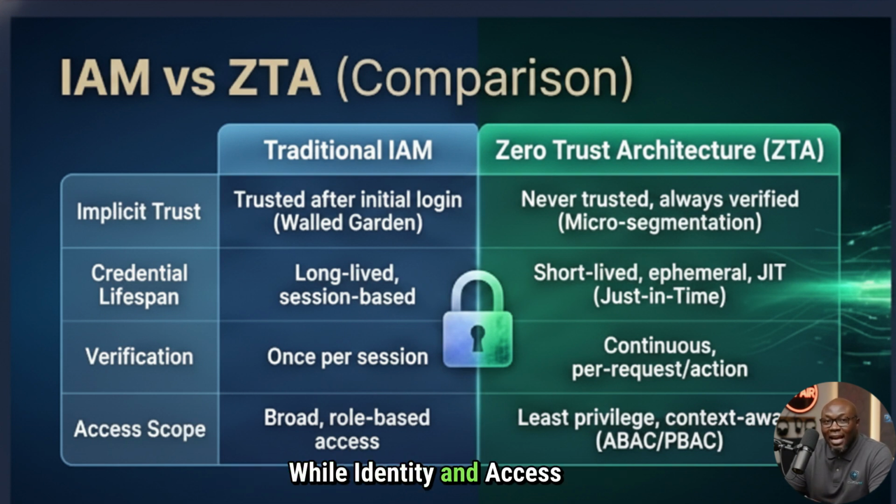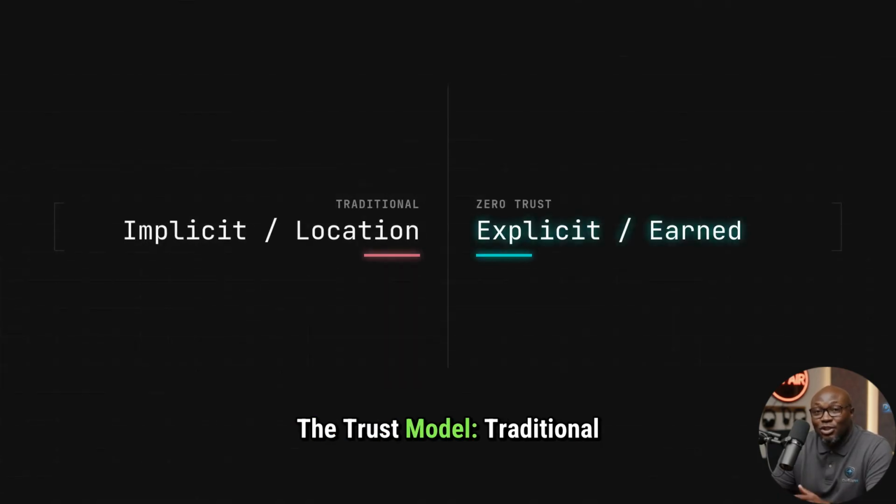While identity and access management relies on static roles, zero trust architecture uses dynamic context for policy decisions, ensuring trust is evaluated per action rather than per session. The trust model. Traditional is implicit based on location. Zero trust is explicit. Trust is never assumed, it's earned.